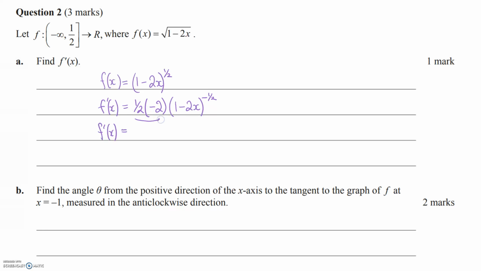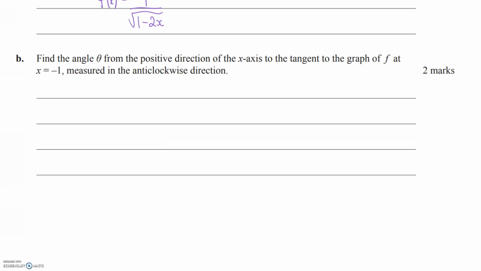Now this comes out, if we neaten it up a little bit, a half times by this -2. Well, this is actually just going to make -1, and because of the negative in front of this power, this is going to go down to the bottom of my fraction. I'm actually going to get the square root of 1 take 2x. Alright, so there's my first part, only 1 mark, so shouldn't take me too much longer than that.